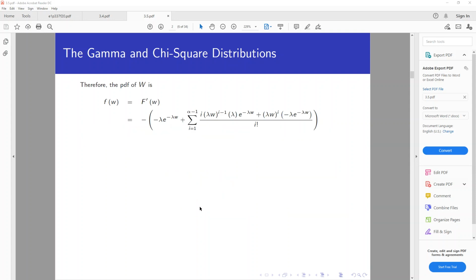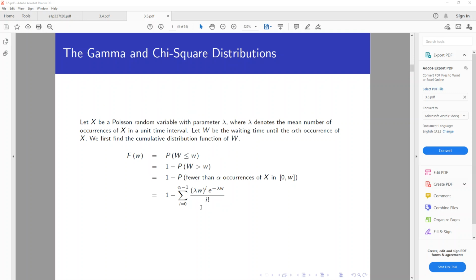Okay. All right, so we're going to find the PDF now. We'll take the derivative. The derivative is a little bit messy, but we'll get through it. So let me go back to the previous slide. Here is your CDF. The 1 will go away when we take the derivative. The first term is a 0, which makes this lambda w go away. So it's just e to the negative lambda w. So we'll differentiate that separately.